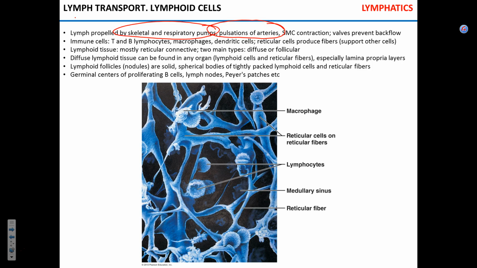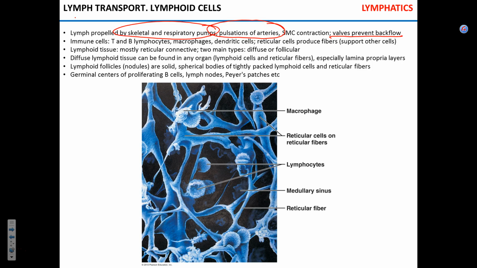Lastly, smooth muscle cells found in the walls of the collecting vessels, lymphatic trunks, can contract, weakly contract, to add another dimension to the propulsion forces of the lymph. That makes sense? Just as in the veins, lymphatic vessels have valves that prevent the backflow of the lymph.